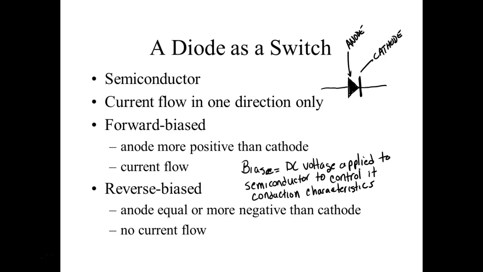And it's not a perfect switch. Generically speaking, we say when it's forward biased, it acts like a closed switch. When it's reverse biased, it acts like an open switch. But it's not a switch. It will always drop a voltage when it's forward biased. We predominantly use a semiconductor made out of silicon, and the silicon drops around 0.7 volts when it's forward biased. And it drops the entire voltage when it's reverse biased.